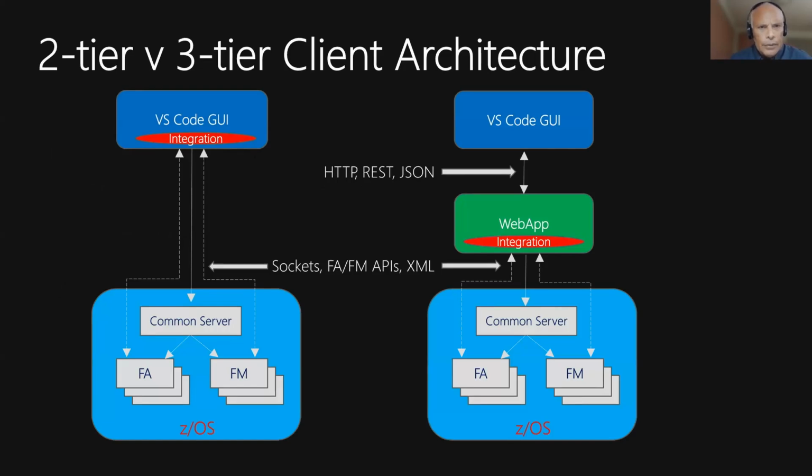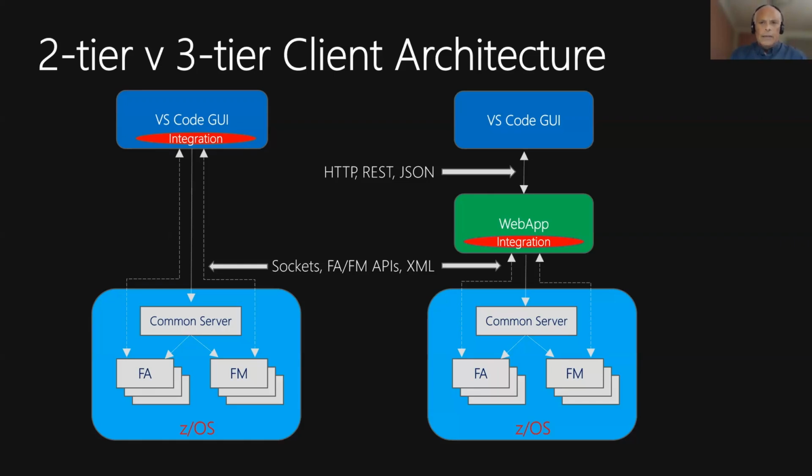Okay, so let's deal with that last point about reusing code. These two diagrams show a 2-tier and a 3-tier architecture. So these are the options for our VS Code clients. On the left is the same diagram you saw for the Eclipse clients, only VS Code is the client in this case. On the right, there is a mid-tier web application that is acting as the socket client to the mainframe, and it will transform the internal APIs and the XML data into REST services and JSON data, which then can be consumed by the VS Code client.